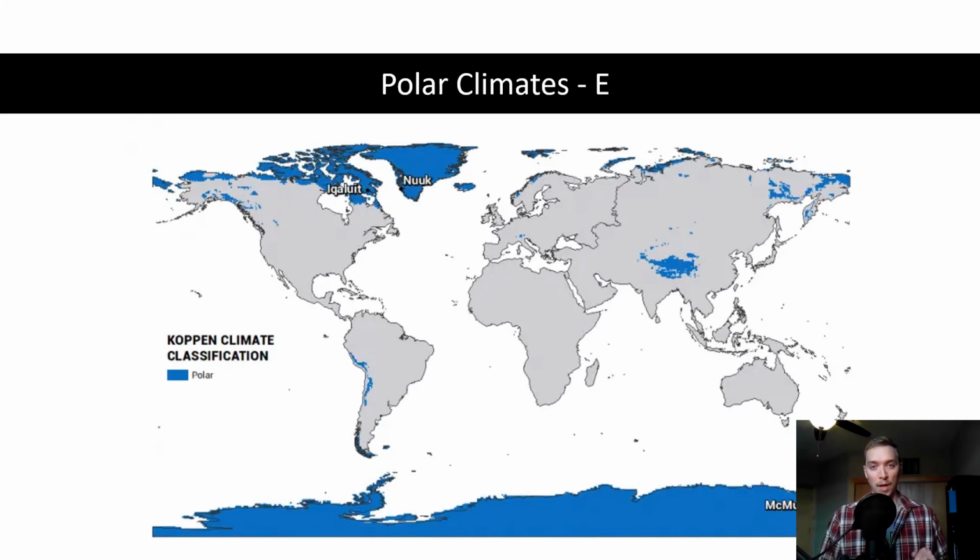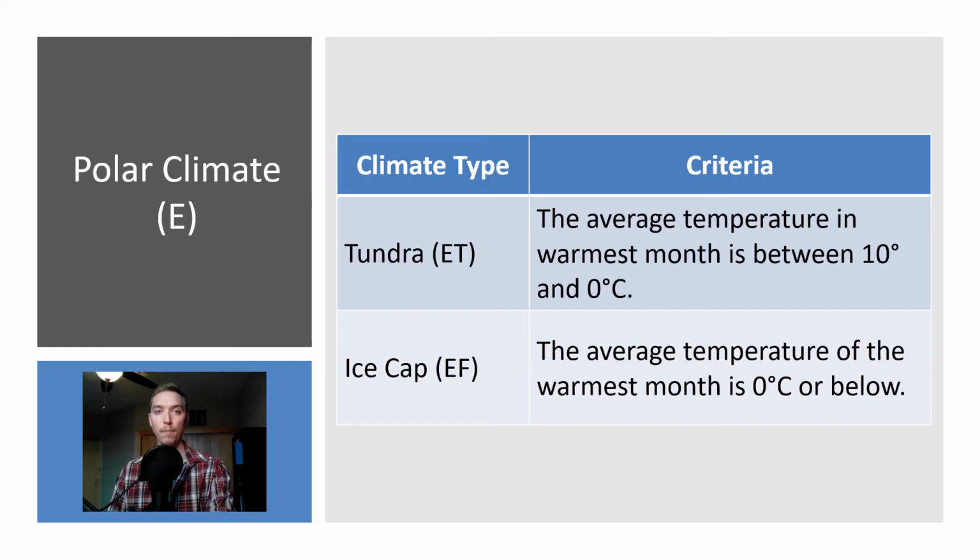I think that's where the Indian plate is crashing into the Asian plate, and we have the Himalayas and K2 and Mount Everest and all these massive mountains. That is altering, and it's actually designated as a polar climate based off of its elevation. And here we have ET for tundra, where the average temperature in the warmest month is between 10 and 0 degrees Celsius, and EF for ice caps, where the average temperature of the warmest month is 0 degrees Celsius or below. Frigid.